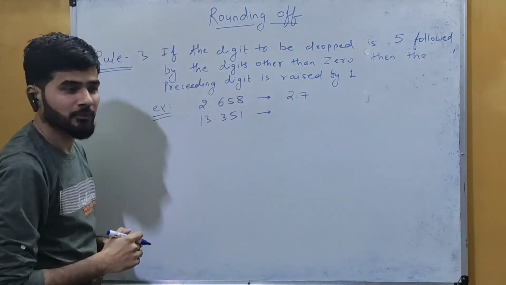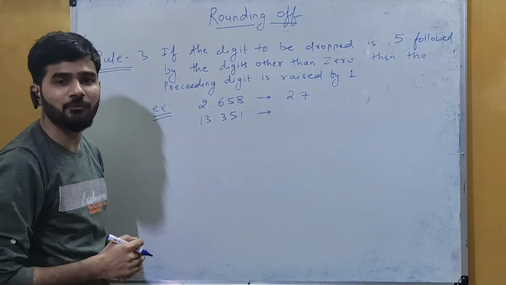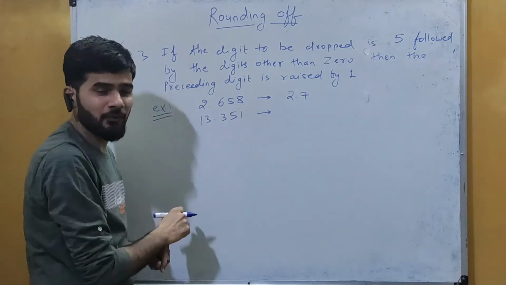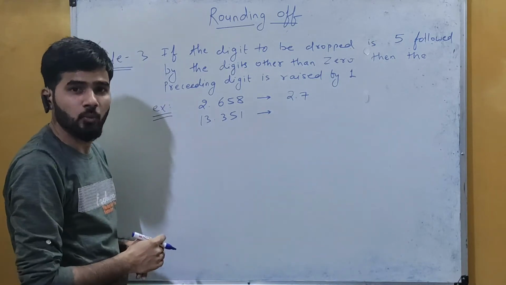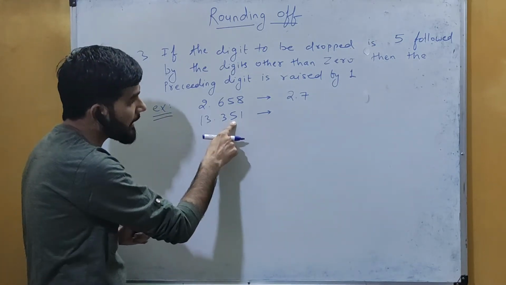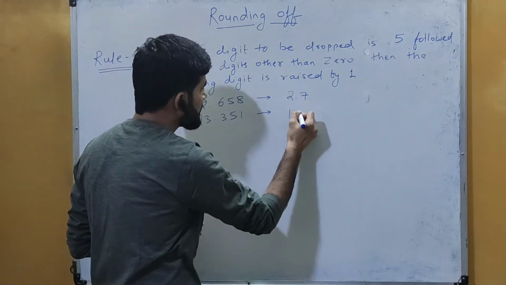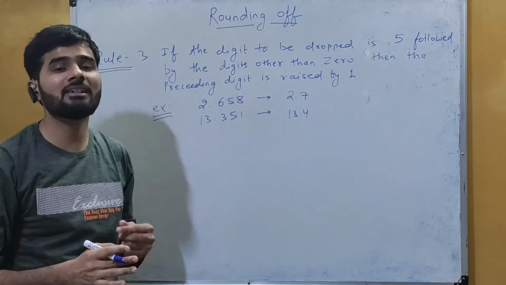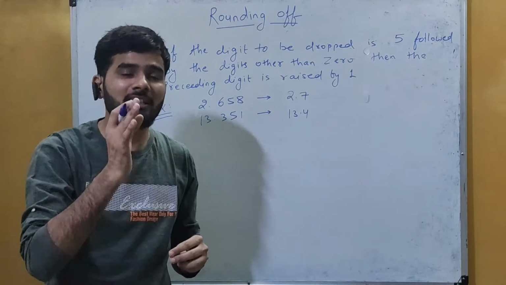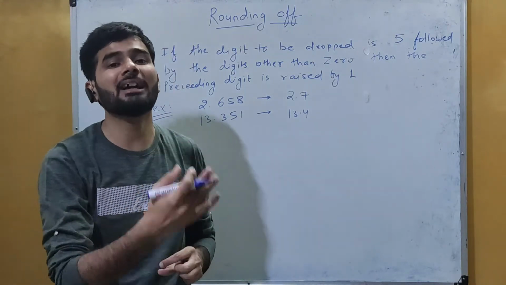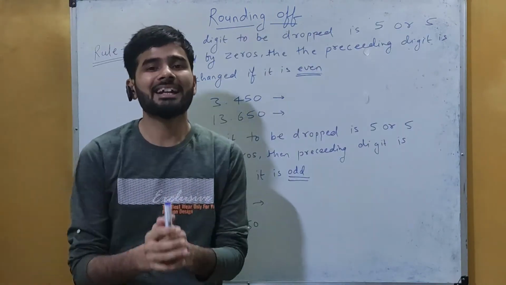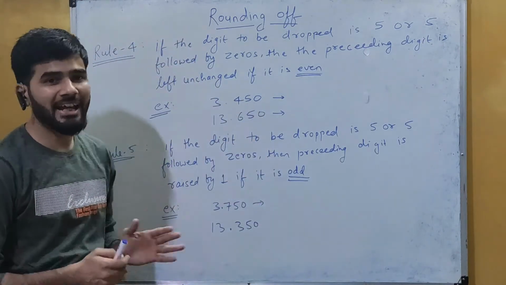2.7. Okay, similarly 13.351. Here we have 5 and 5 is followed by the number 1 which is other than 0. तो फिर यहाँ पर 5 से पहले जो नंबर है 3, it will be raised by 1. So it will be 13.4. So in this way we can round off the number where we have the number 5 which is followed by some other digit. Now let us look at rule number 4 and 5.